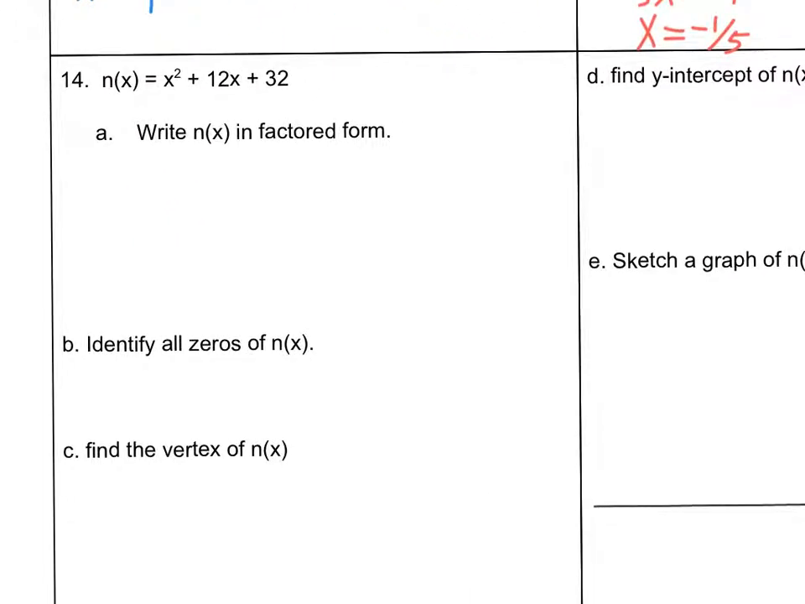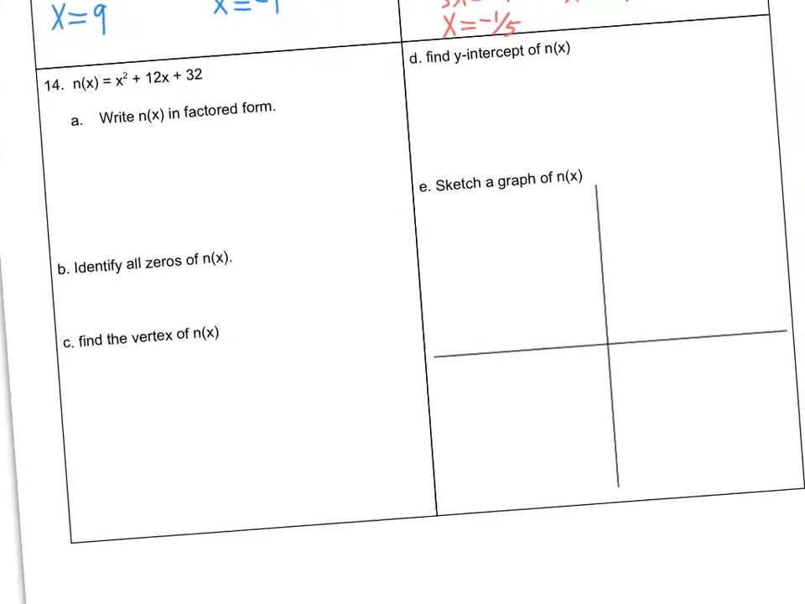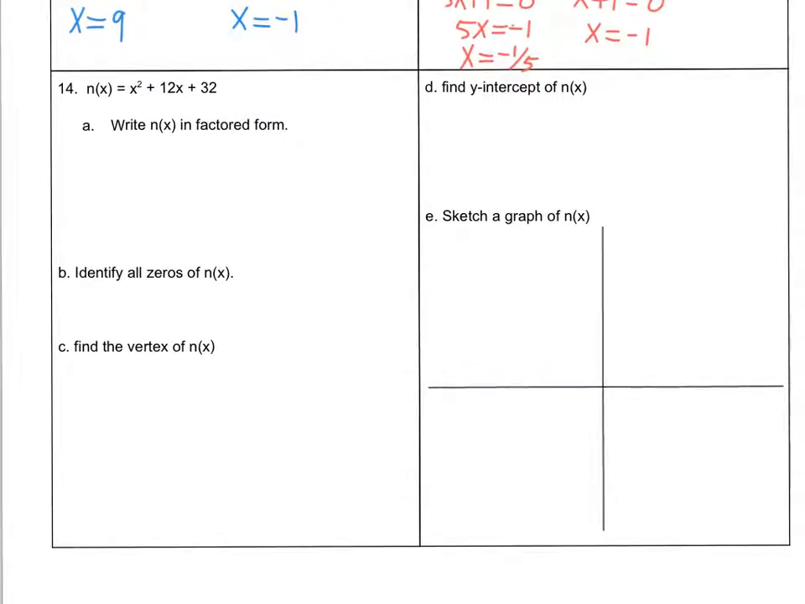For number 14, which is really this entire bottom half of this page, kind of spread out, the first thing we've got to do is to write this in factored form. So I'm going to do the same thing I did just up above. I'm going to do the a times c and add up to b. That's going to be 32 and add up to 12. Okay. Well, 32, 1 times 32 doesn't work. 2 times 16, nope, that gives me 18. 3 doesn't work. 4 times 8, and 4 plus 8 is 12.